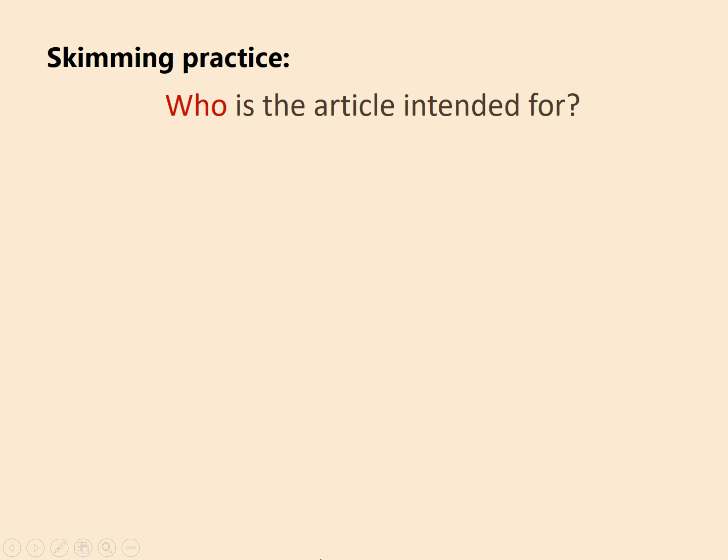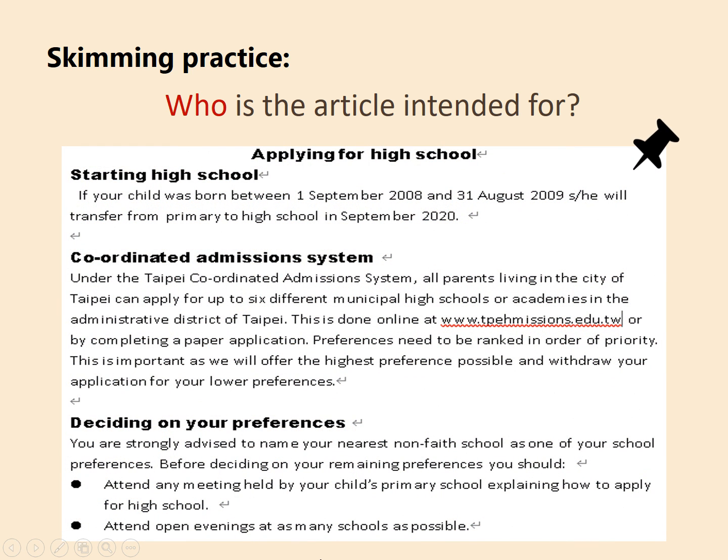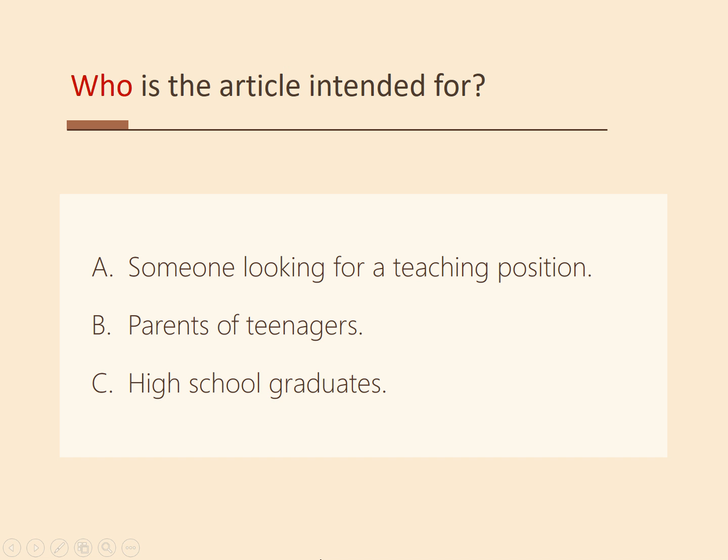Let's practice. Who is the article intended for? You can pause the video and take your time reading. The topic of this text is applying to high school, and out of the 3 headings, 2 are starting high school and deciding on your preferences. So graduates and someone looking for a job would not be interested in this text. Therefore, the answer is B.